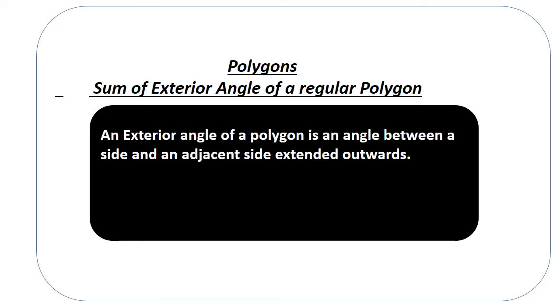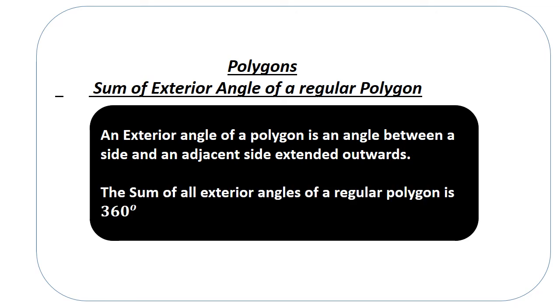Next, we look at what is called sum of exterior angles of a regular polygon. What is an exterior angle? An exterior angle of a polygon is an angle between a side and an adjacent side extended outwards. Don't worry about the English here. I will show a diagram for you to understand. So the sum of all exterior angles of a regular polygon is 360 degrees. So for exterior angles, there's no need to find the sum. The sum is fixed. It's always 360 degrees. So there's no formula like the interior angles.